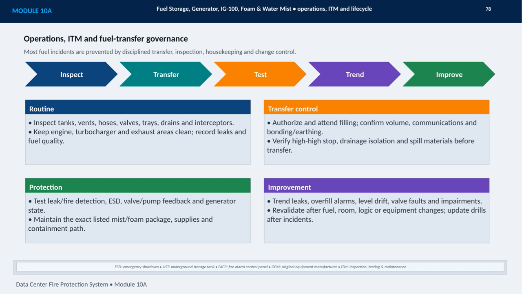Protection also depends on testing leak and fire detection, emergency shutdown, valve and pump feedback, and generator status. The listed foam or water mist package, its supplies, and its containment path must be maintained exactly as specified.